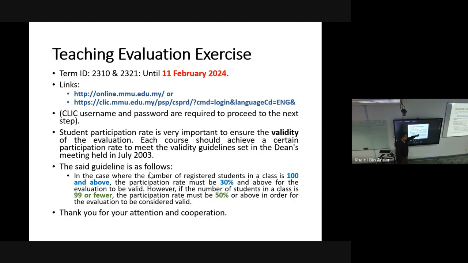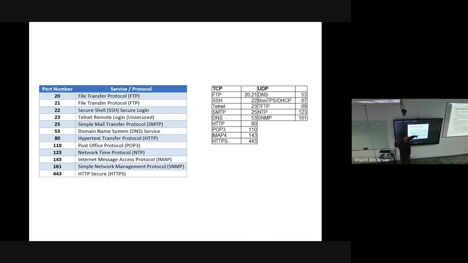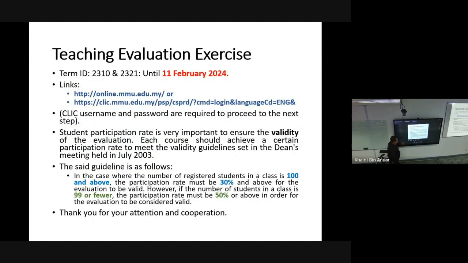The important thing is that whether the evaluation is valid or invalid will be based on the number of students and the percentage. If we have classes with less than 100 students, 50% needs to be achieved. If you have 100 students or above, you need to achieve 30%.